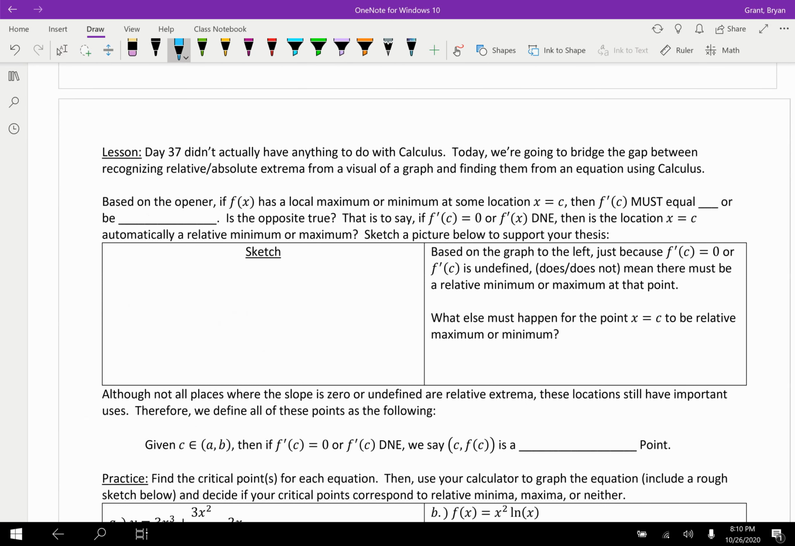So if f of x has a local max or min at some location, then f prime of that location must equal 0 or be undefined. D&E, if you will. Is the opposite true? So if I said, please go ahead and find all the places where f prime is 0 or f prime does not exist.